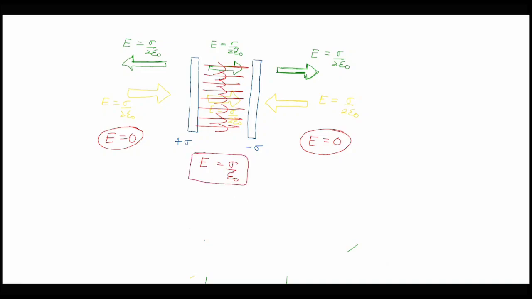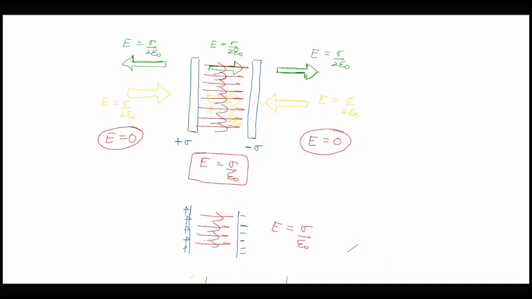This arrangement is regarded as a capacitor, and we will read about it in detail. If there are two sheets, one positively charged and the other negatively charged, then the electric field is located in the region between these sheets, and the value of this electric field is going to be equal to sigma by epsilon naught.